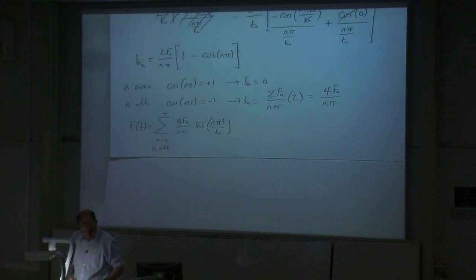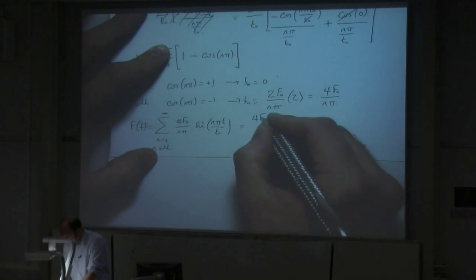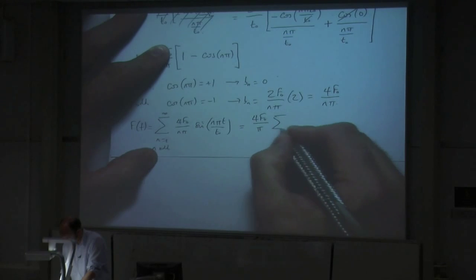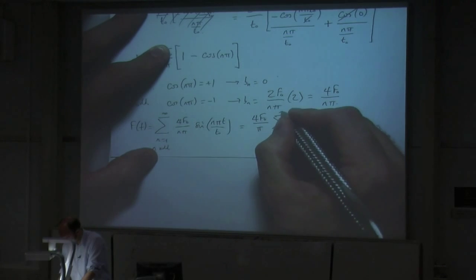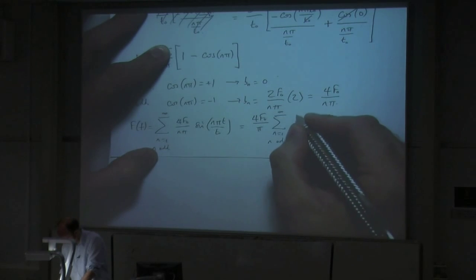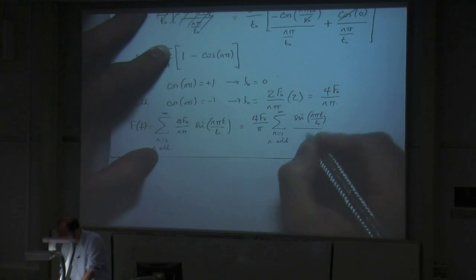We could take the constants out of the sum. So that's going to be 4 f naught upon pi times the sum of n equals 1 to infinity, when n is odd, of sine n pi t upon t naught, divided by n.